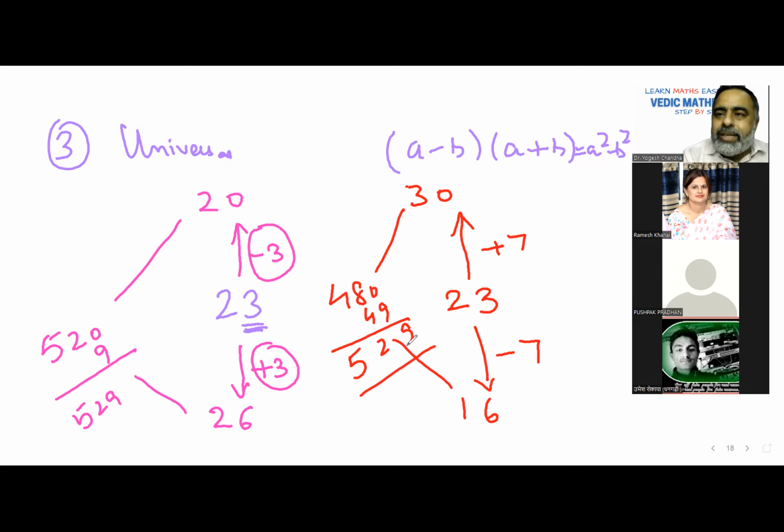Earlier we solved it using the first technique. Now we have used the universal method, and again in universal also, it is your wish how you want to solve. Is it clear? Yes, sir.